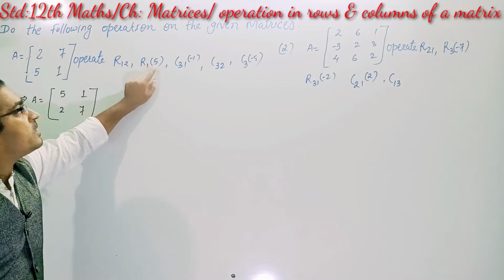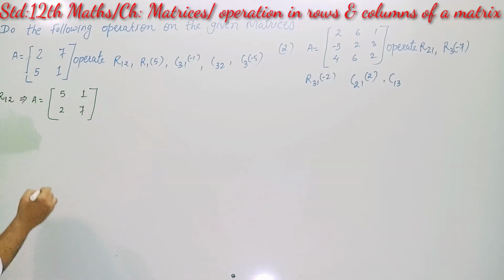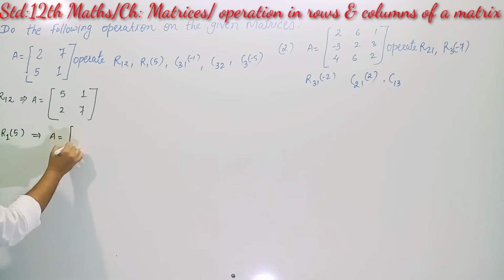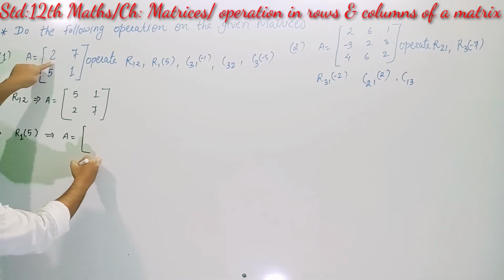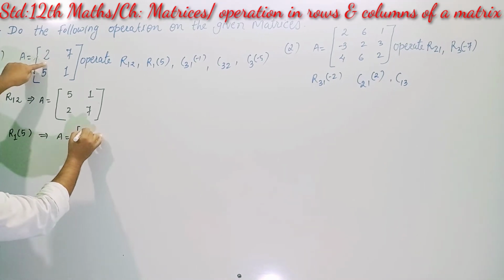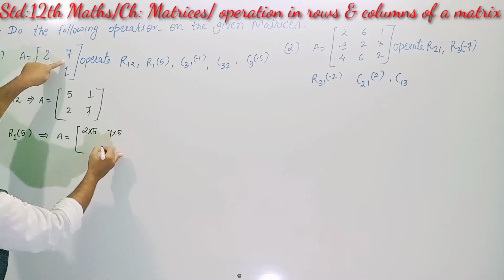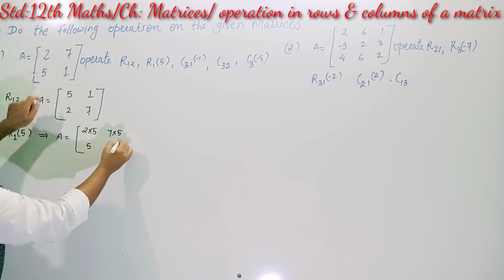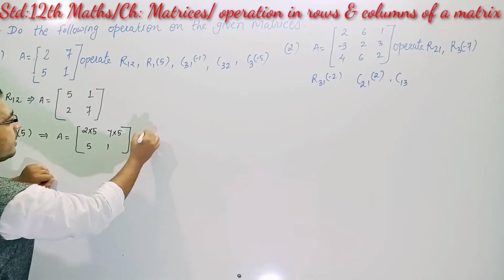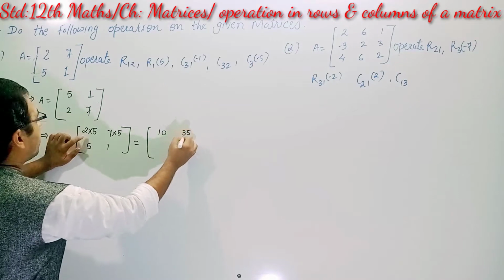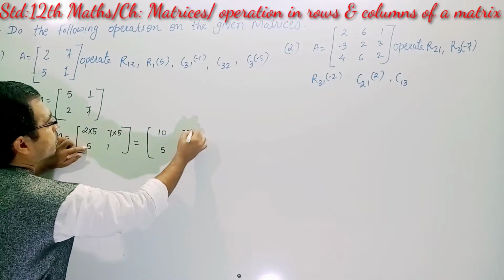Now the next operation, R1 into 5. Row 1 is multiplied by 5. So what are we getting? Row 1 is to be multiplied by 5, so 2 into 5, 7 into 5, and then 5 and 1. So we are getting 10, 35, 5 and 1.